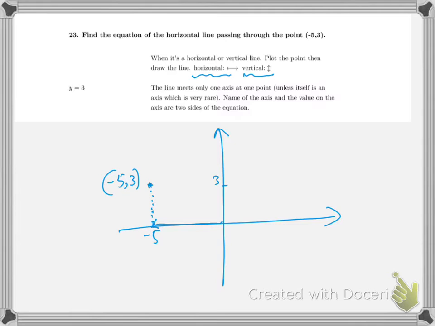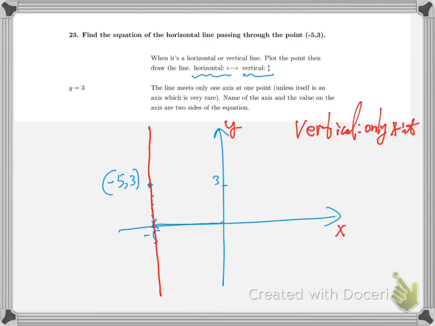Now I will use the red color for the vertical line. So this is the vertical line. You see, the vertical line only passes the x-intercept. So let's write it here. Vertical line, only x-intercept. The vertical line and the y-axis are parallel, so they don't have common points. So there's no y-intercept.